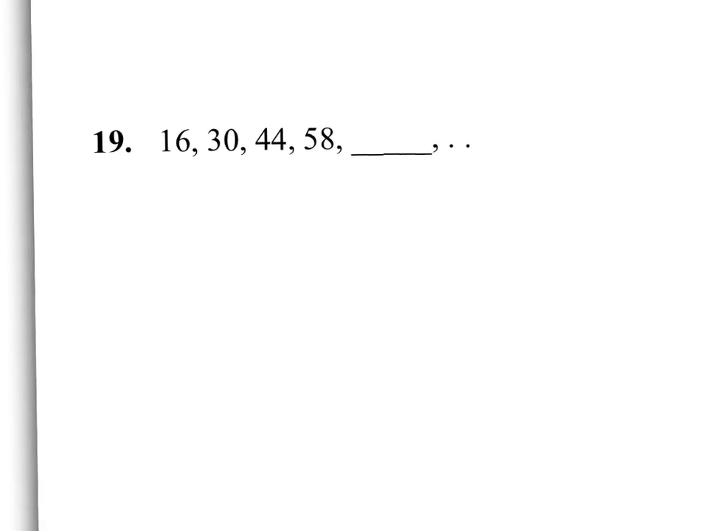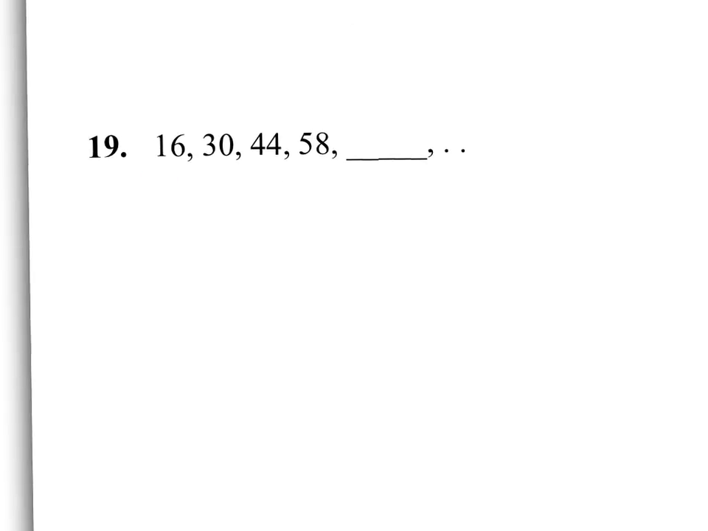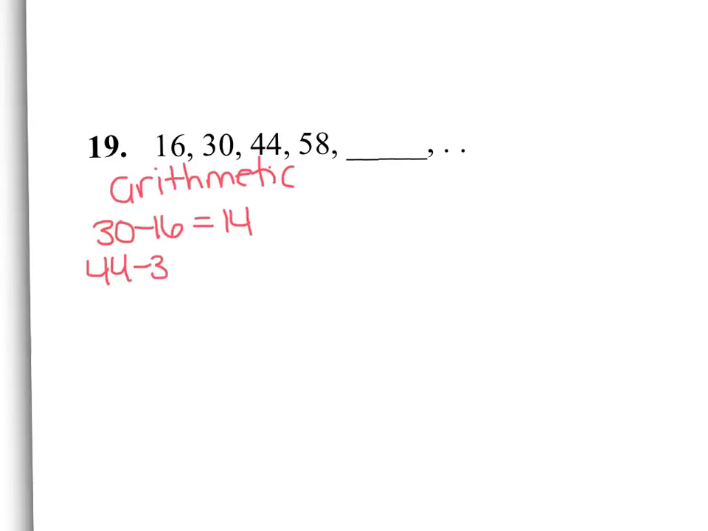And then down here, we've got 16, 30, 44, 58. See how these terms are going up fairly slowly. So I'm going to guess it's arithmetic, and I'm going to check to make sure by doing the subtraction method. So 30 minus 16, that gives me 14. 44 minus 30, that also gives me 14. 58 minus 44, and guess what? There's a 14 again. All right, so I got 14 every single time.